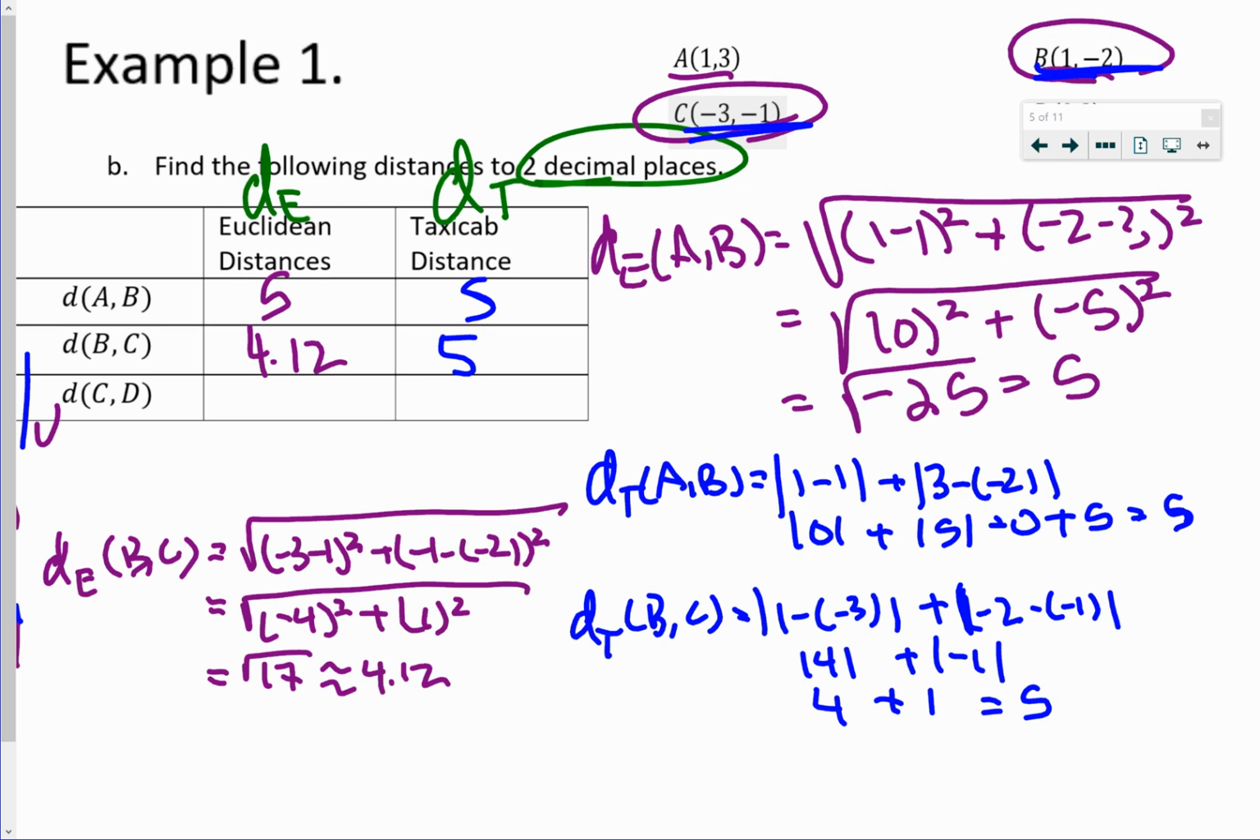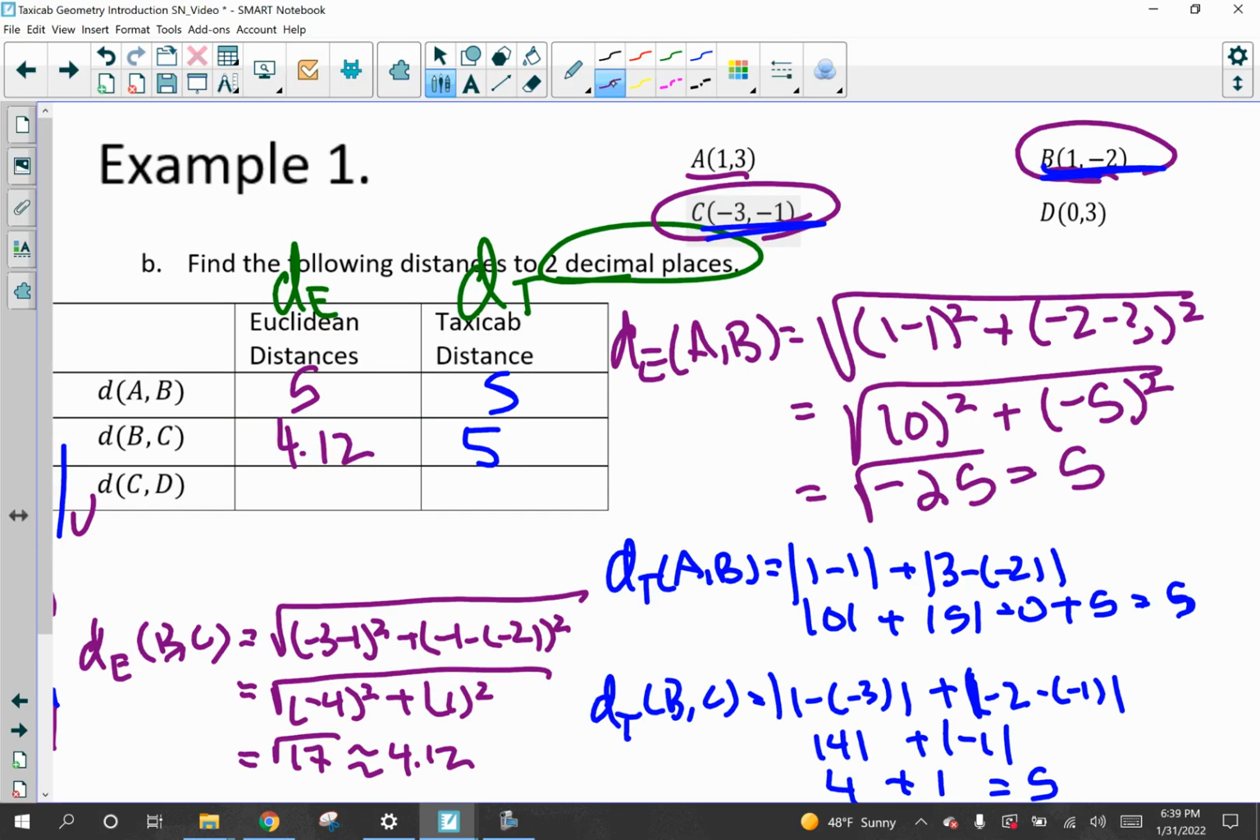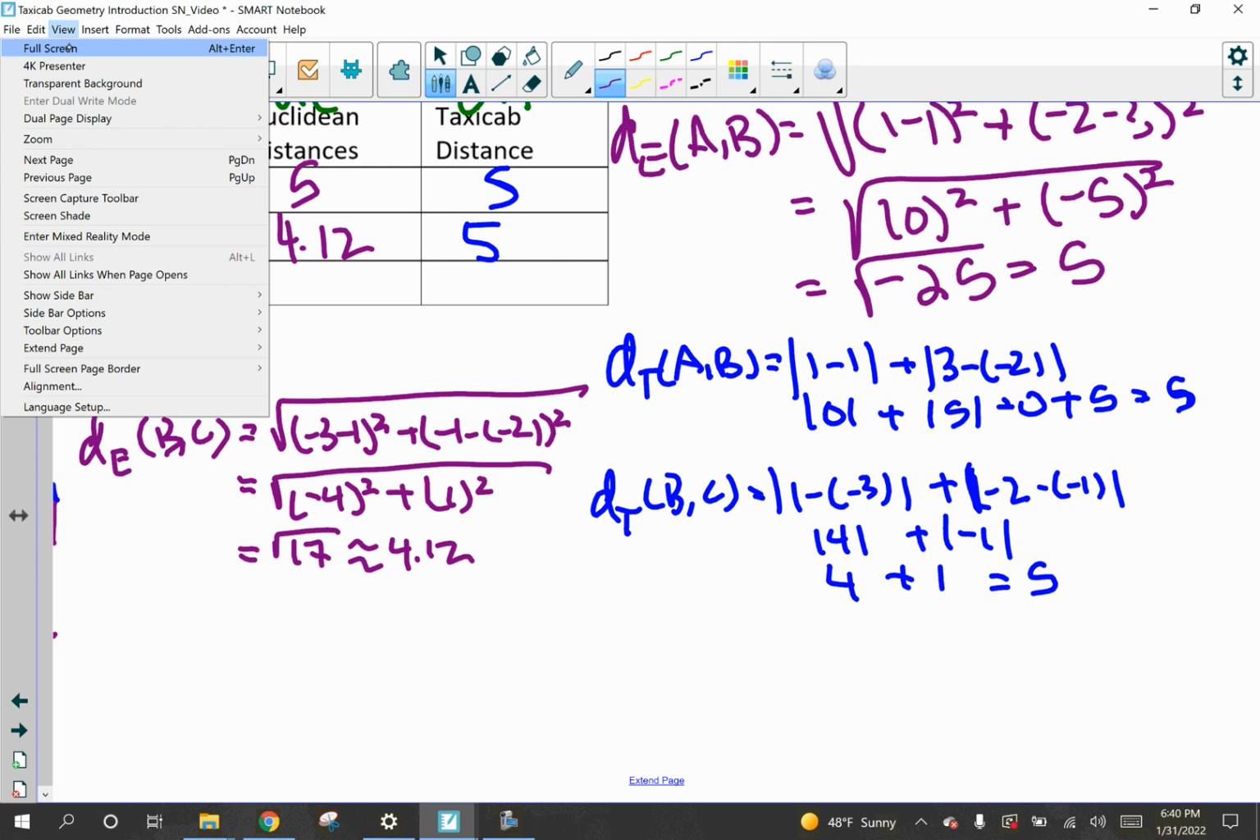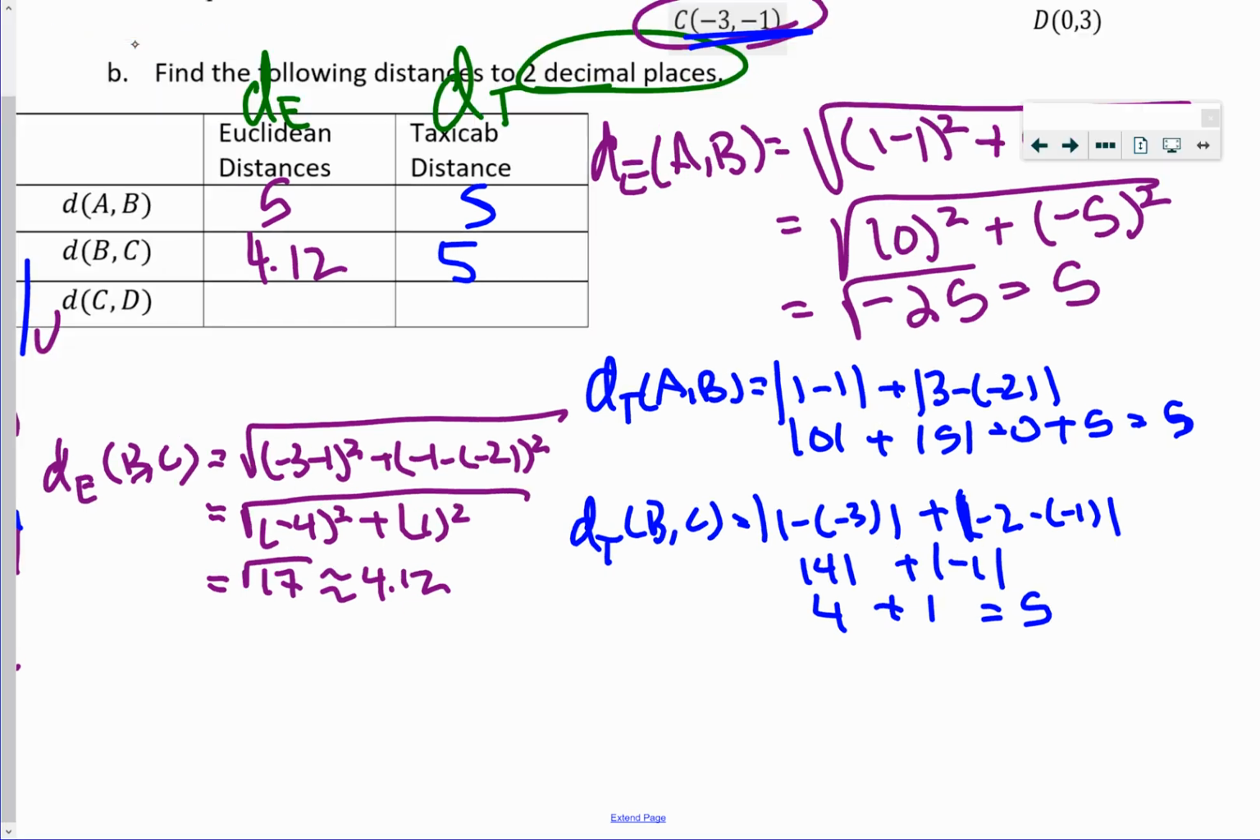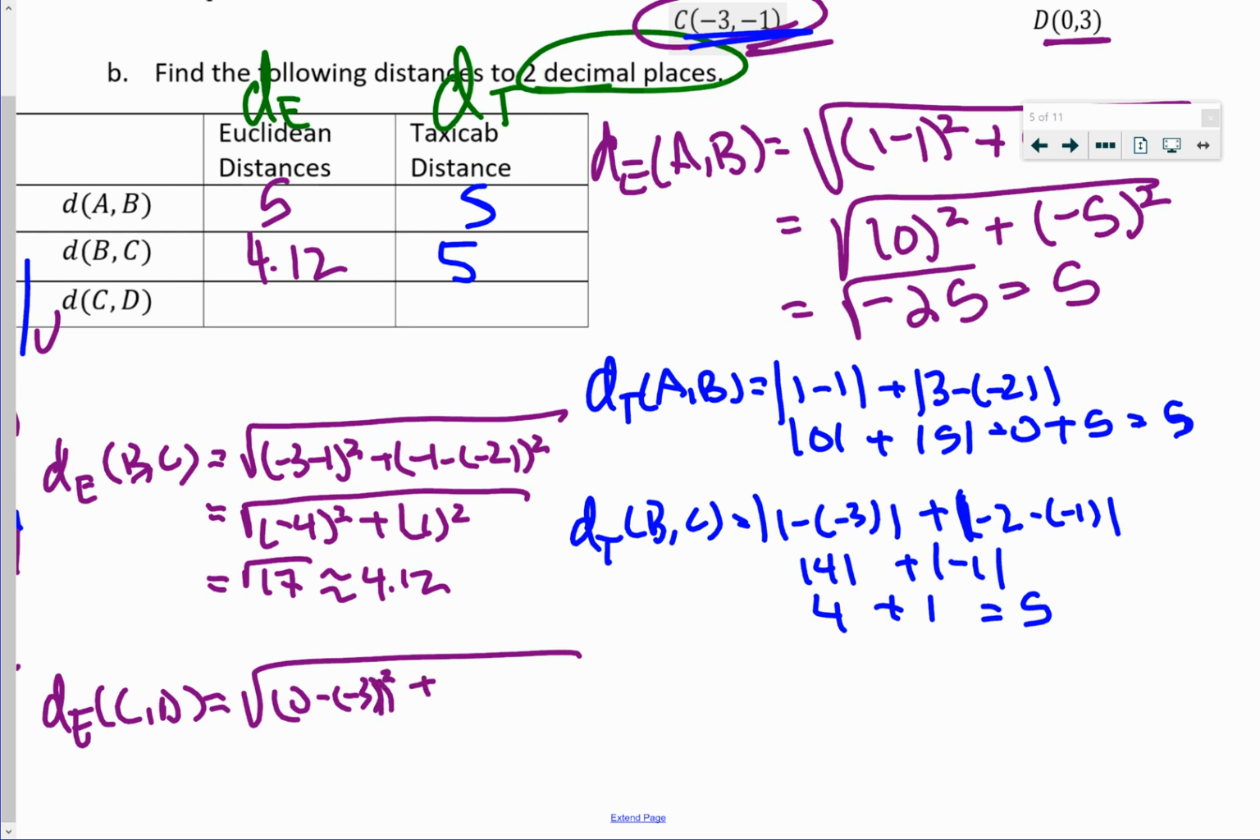Okay, and then let's do the last one now. So we need to find the Euclidean distance between C and D. It'll be the square root of 0 minus -3 squared plus 3 minus -1 squared.